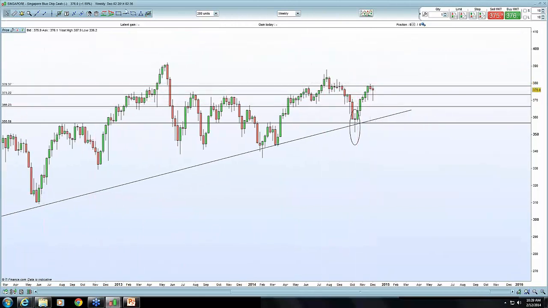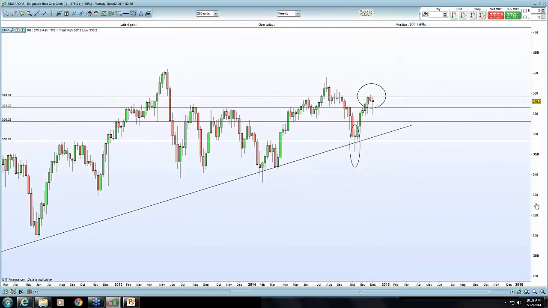Now this level here, let me just put your attention across to this level here. This is a weekly resistance level, isn't it? And it's quite a strong resistance level. If you look at the touches here, here, here, the 379 level is quite a good resistance level.